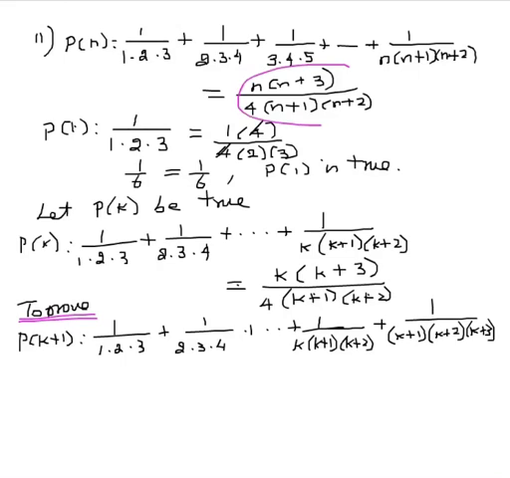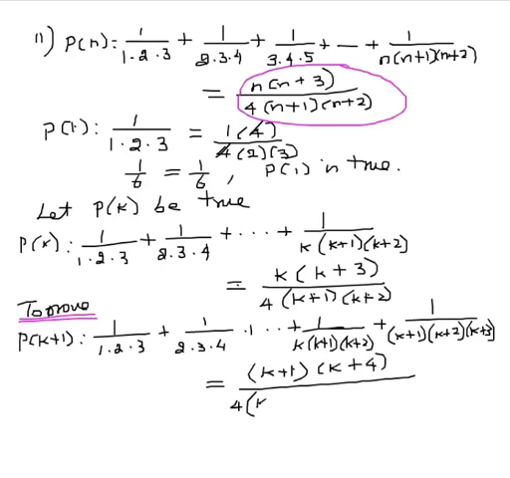Now to write the right hand side, we will substitute n as k plus 1 here, k plus 1, k plus 1 plus 3 will become k plus 4 divided by 4 times n plus 1. n is k plus 1. So k plus 1 plus 1. Again n is k plus 1. K plus 1 plus 2 gives you k plus 3. This is the result which we have to prove.